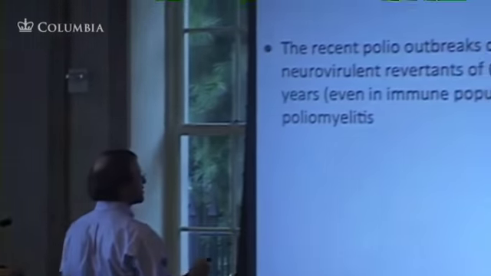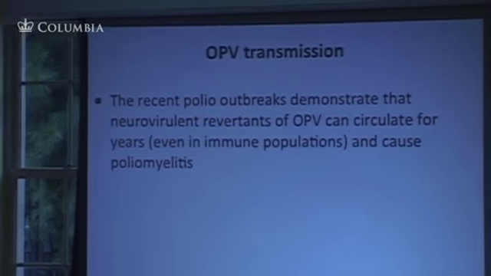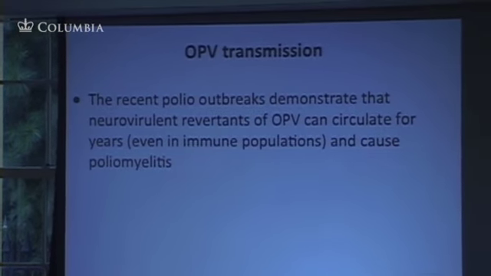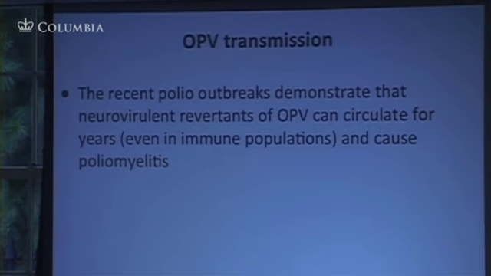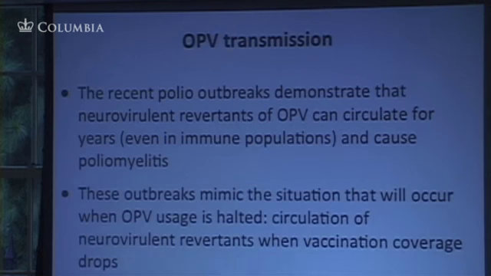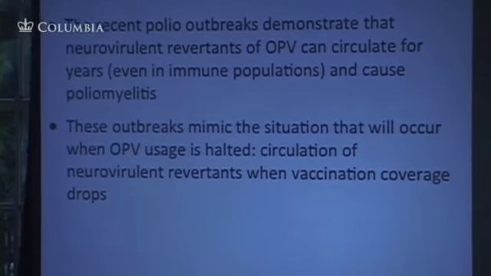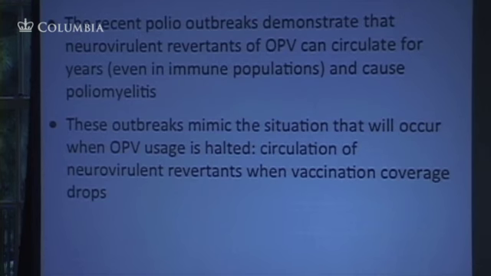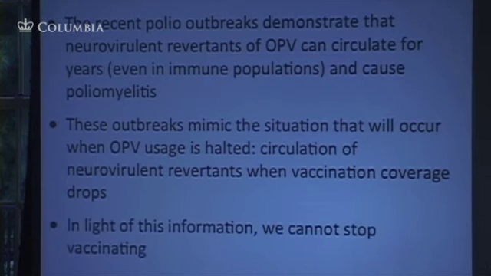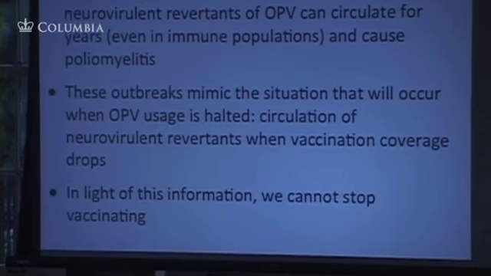So what this means, to summarize, is that these outbreaks show that these strains of OPV can circulate even in immune populations, and in many of those outbreaks they were circulating in immune populations. And as I said, this mimics what would happen if you stop immunizing. You're going to have circulation of these revertants, which will infect new children who aren't immunized. So I don't think you can stop immunizing as WHO originally proposed.